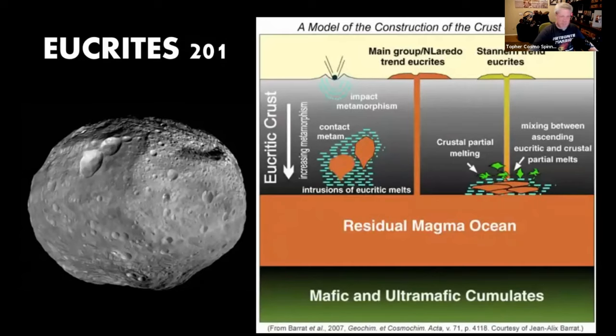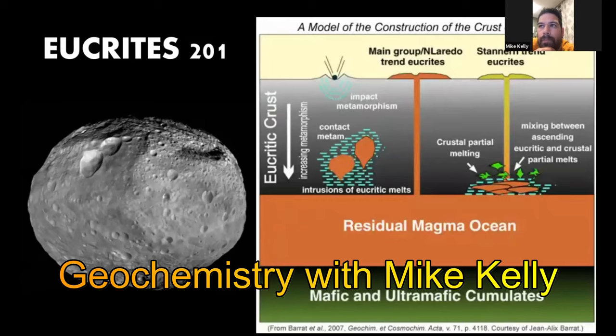So I guess we're going to go right into Mike's presentation. And then afterwards, we're going to take a look at some different examples of the eucritic textures. So as we're going through Mike's presentation, keep an open ear for different terms and different matrices, because we're going to look at different examples coming up. So Mike, thank you, buddy.